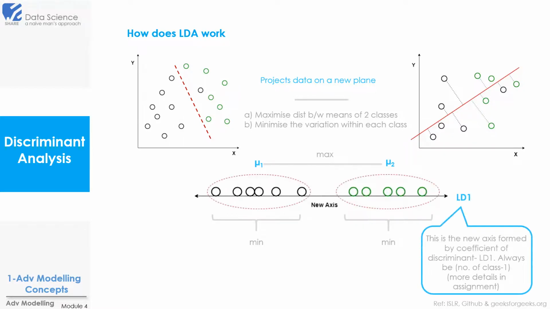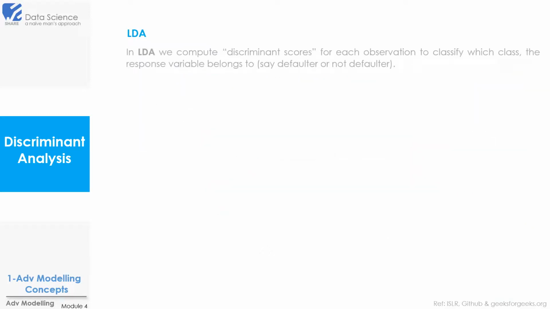Now as you can see, we have projected the data onto a new plane called LD1. This will always be one less than the number of classes. We get this LD1 using the coefficients of discriminant. We will see this in detail in the assignment part. Okay, so now if you look at the data and the axis here, we can see that the mean distance is maximized between the two classes and also the variance is minimized within each class. So we will choose that decision boundary which will help us achieve this. So that was just to explain how things work in the background.